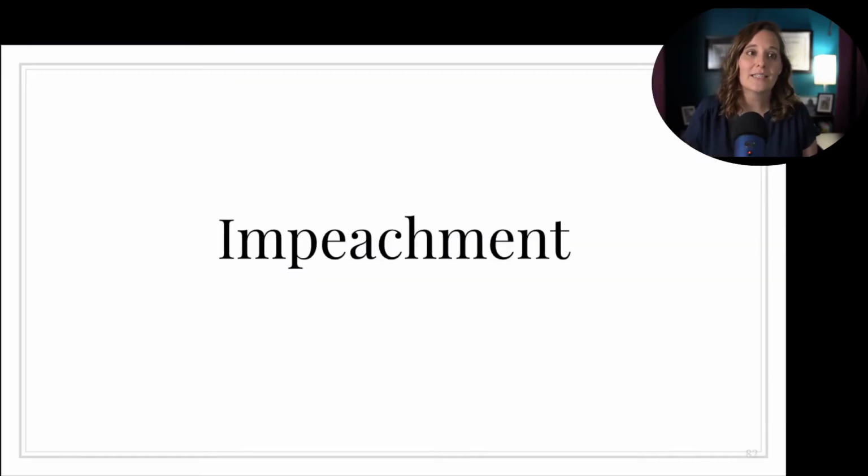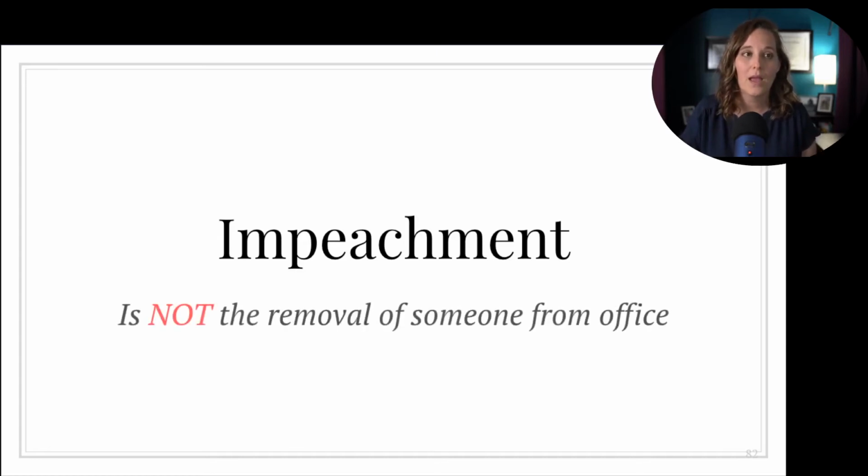Let's move on and discuss a specific check of the legislative branch, impeachment. First, know this. Impeachment equals indictment, or officially saying that someone is being charged with wrongdoing. Impeachment is not the removal of someone from office. Let me repeat, it is not the removal of somebody from office.